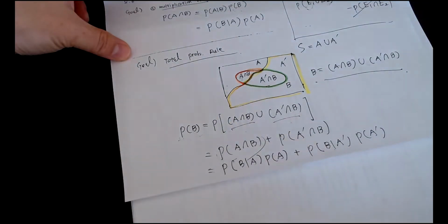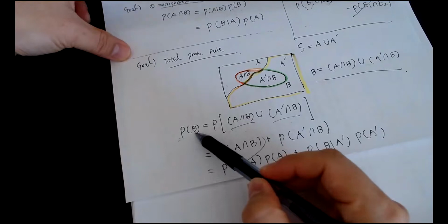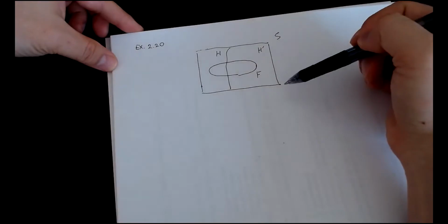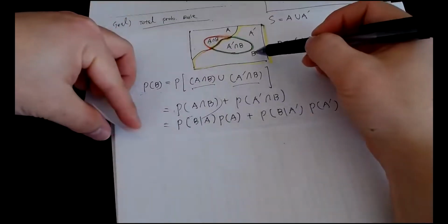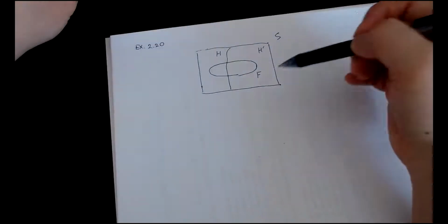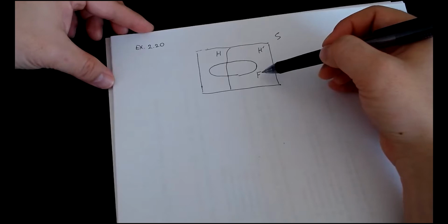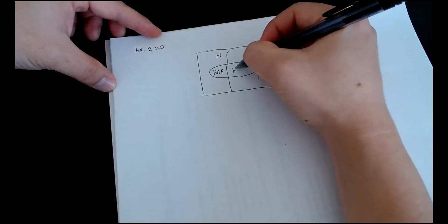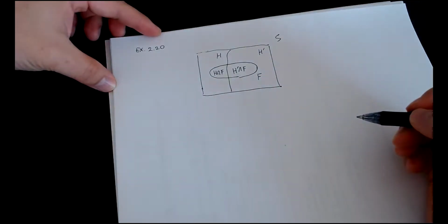So now in the example 2.20, we want to express P of F in terms of conditional probability. So now we have to apply event F into B. Okay, that's why I drew the Venn diagram like this. B becomes F right here in example 2.20. So now this is going to be H intersection F, and then this is H prime intersection F, right?